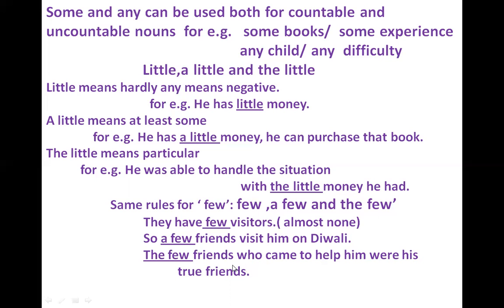The few friends who, here a relative pronoun is used. It is telling about those students who came to help him. In the same way, he was able to handle the situation with the little money he had. This part of the sentence, he had, tells about the money he had. So the structure of the sentence is also not simple. And you can come to know from the preceding sentence that it is relating to a particular noun mentioned before. The few friends who came to help him, it is talking about the friends who came. It is talking about the money he had. So you need not be confused.